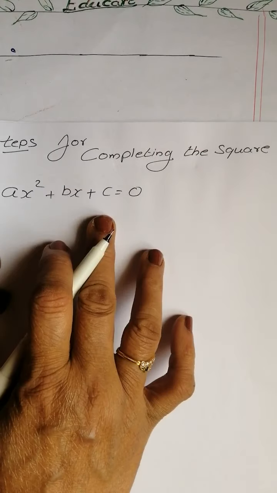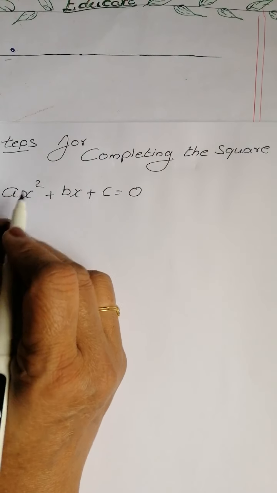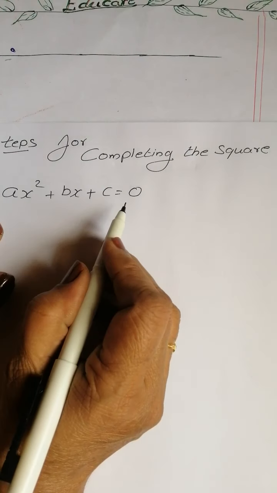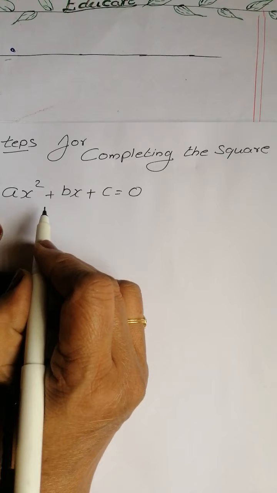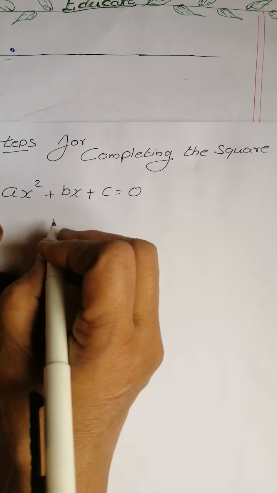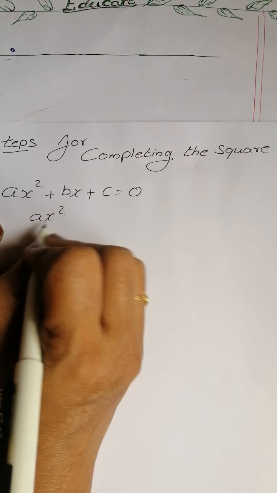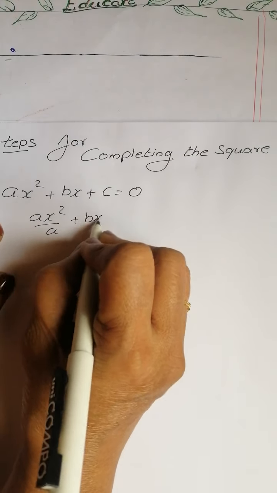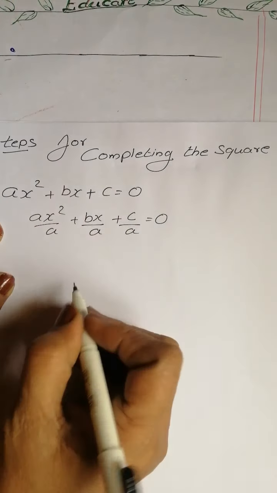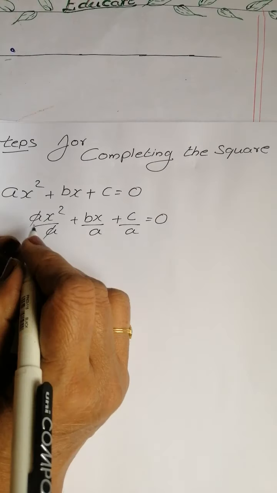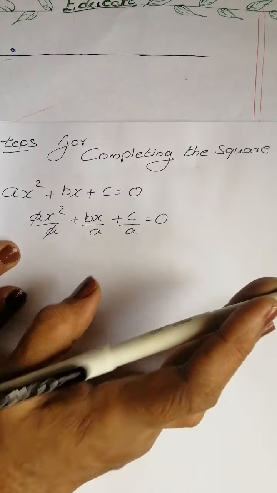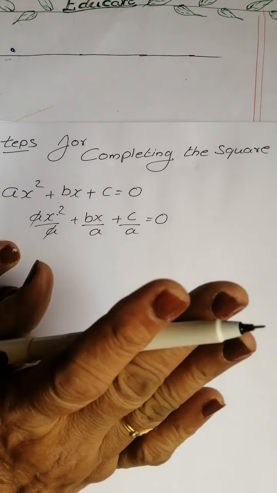Now, while doing this one, we want the x square coefficient as unity, meaning 1. So, how can you make this as unity? Divide all this by a. So, what you will get? ax square by a plus bx by a plus c by a equal to 0. So a cancels off, whatever the number may be, it will cancel off, it will become unity. That is our first step. Make the coefficient of x square as unity.